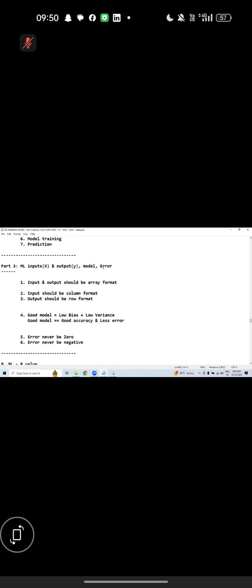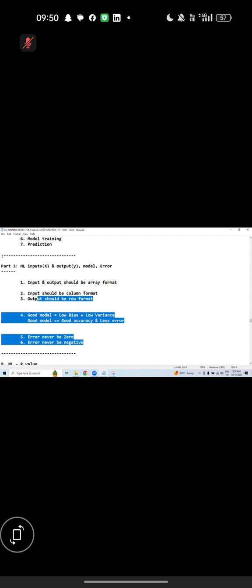ML inputs, outputs, model and error also. Good. These points are all important. ML inputs, outputs and model accuracy, error. This is the third heading. Okay. Don't worry. I will read one by one. You will get clarity.